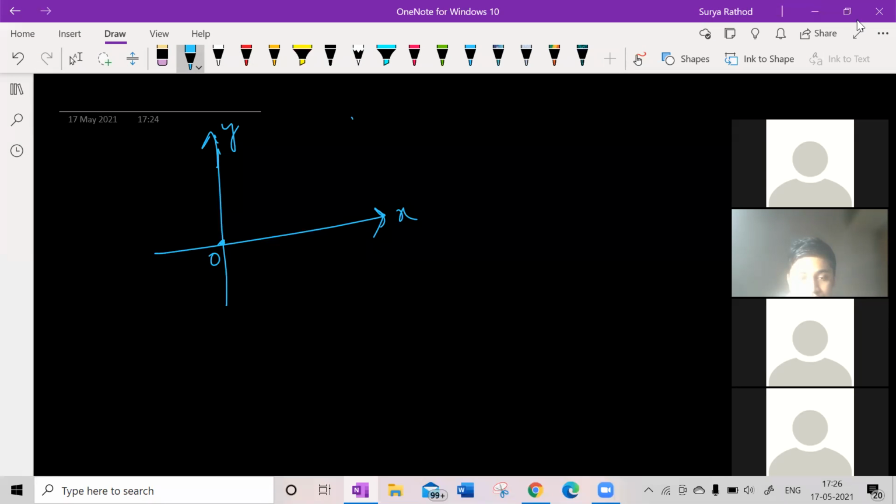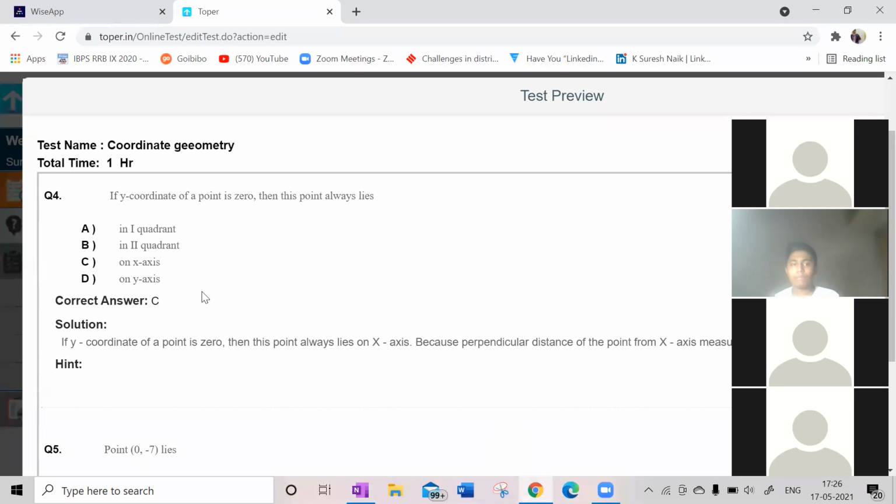See here, suppose the y coordinate of a point is always 0. Suppose the x coordinate is something, I do not know. The y coordinate is 0. So where will the y coordinate be 0? This is my 0, right? On the x-axis only, the y coordinate will be 0. Everywhere on the x-axis, the y coordinate will be 0. So the x-axis is the answer. See guys, all these points start from 0, so the y coordinate on the x-axis will always be 0. That is the answer. Any doubt?